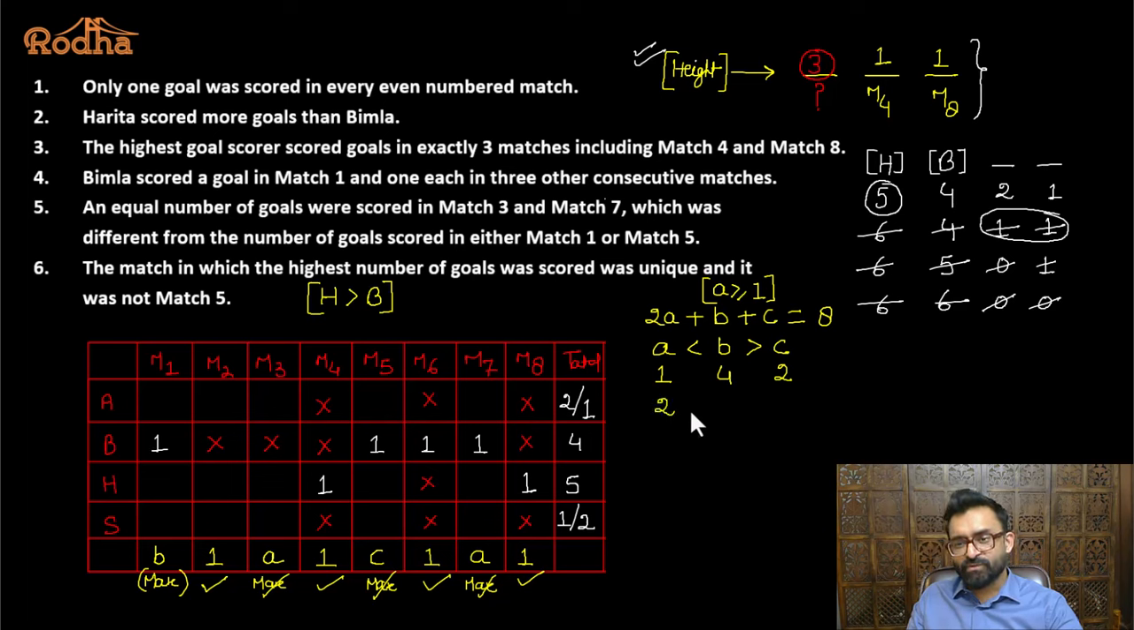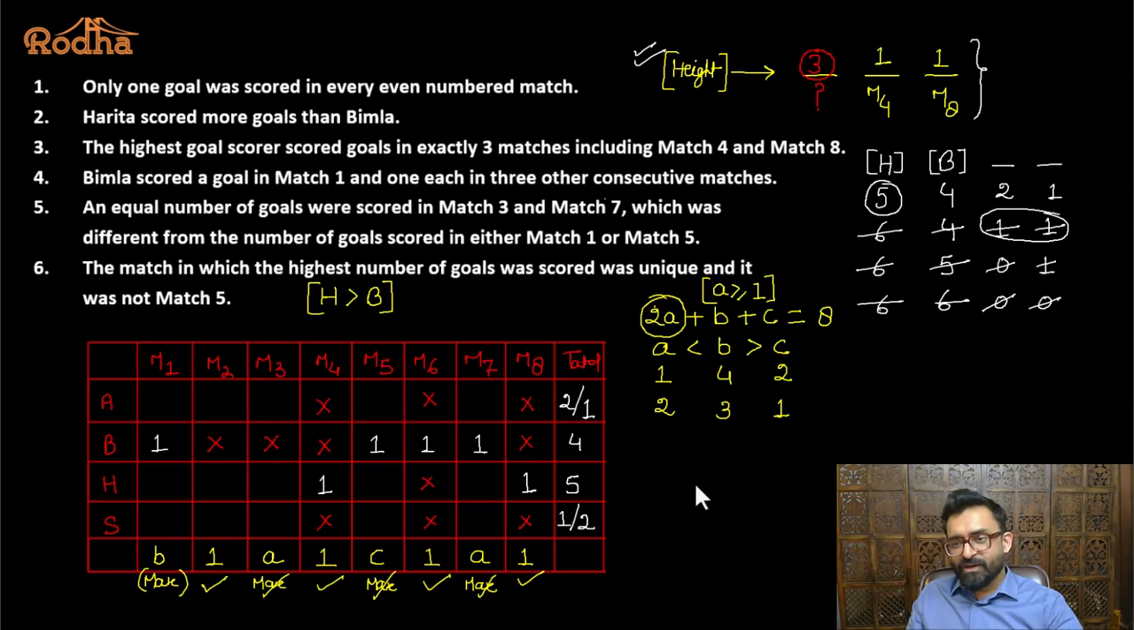If I say A is 2, then 2 into 2 is 4. So I'll be left with 4 goals to be arranged among these two teams. So it's going to be 3 and 1. Look at the number, it's not A, it's 2A. 4 subtracted from 8, I'll get B plus C equal to 4. B is supposed to be more than C, so it's going to be 3 and 1. If I say it is 6, this will be 1, 1 or 2, 0. That is practically not possible, so we don't even need to write it. These are the two possibilities we have.